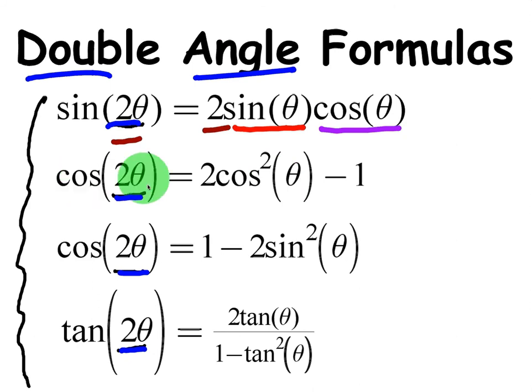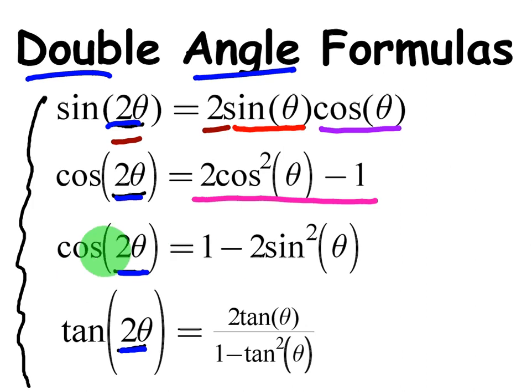Next we have cosine of 2 theta. This one doesn't look anything like the sine of 2 theta. So cosine of 2 theta is equal to 2 cosine squared theta minus 1. Again, if you say it enough, 2 cosine squared minus 1, that's also an easy one to remember. I will go back later and show proofs for each of these double angle formulas.